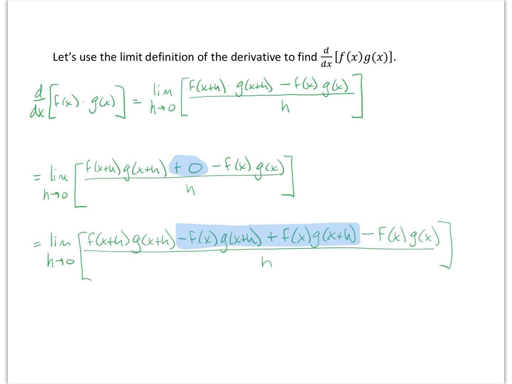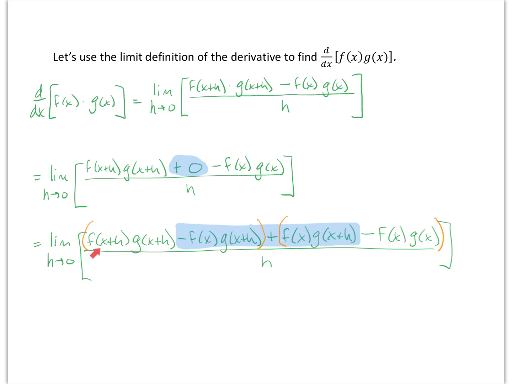Now, the question is why? Why the heck did I do that? So I'm going to put some strategic parentheses in here around the first two terms and the second two terms. Because the first two terms share a common factor. I have a g of x plus h and a g of x plus h. Both terms within the first set of orange parentheses have a g of x plus h in them. And in the second set of parentheses, both terms have an f of x in them.